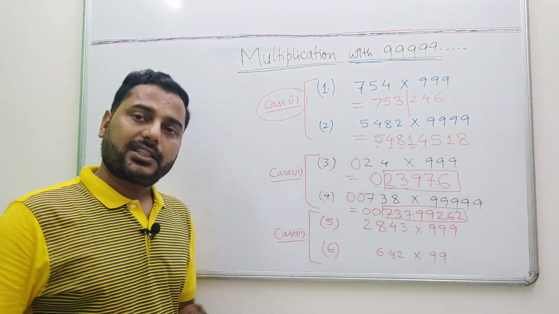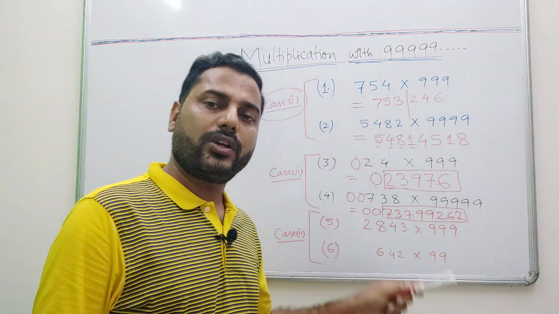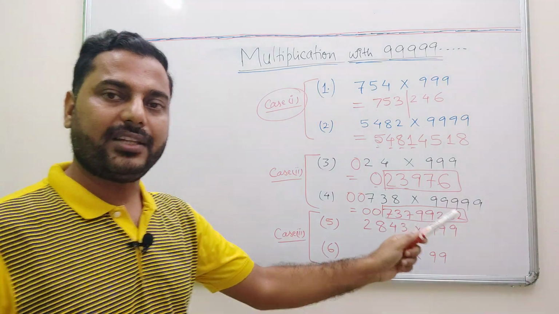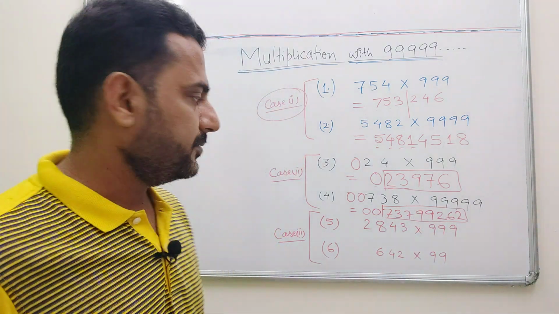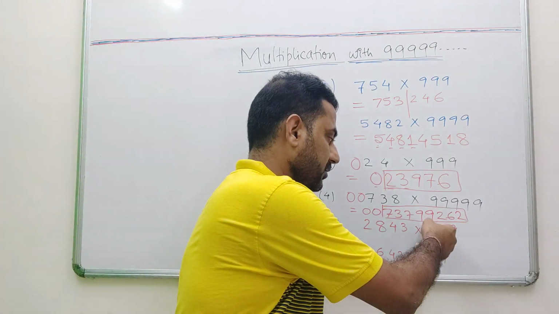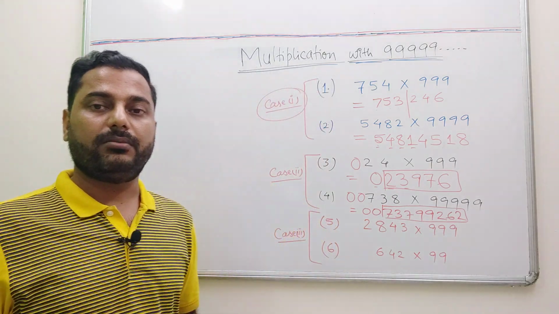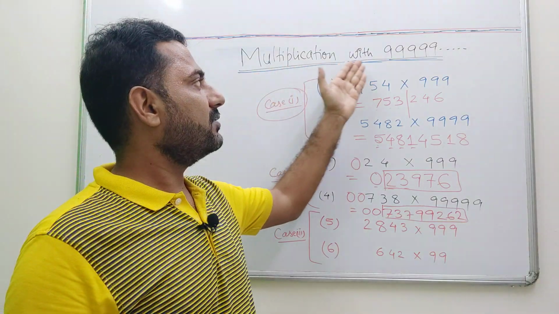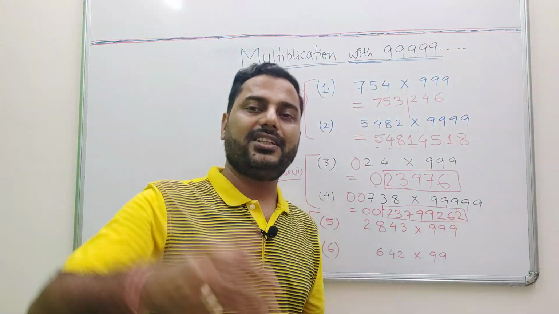Now let us come to case number 3. As you can see, the number of digits in the given number is more than the number of 9s, like 2843 into 999. In the next question it is 642 into 99. So what can be done? Should I place 1 0 before 9? We can place it to make them equal, but that will not give the correct answer, because what is the rule saying? Multiplication with a series of 9s. So if I write 1 0 before that, it will not remain a series of 9s.